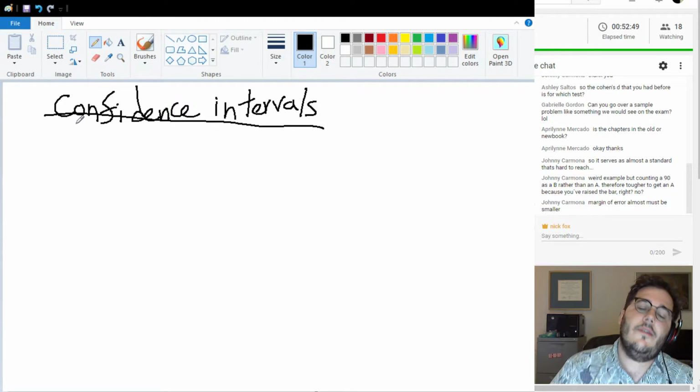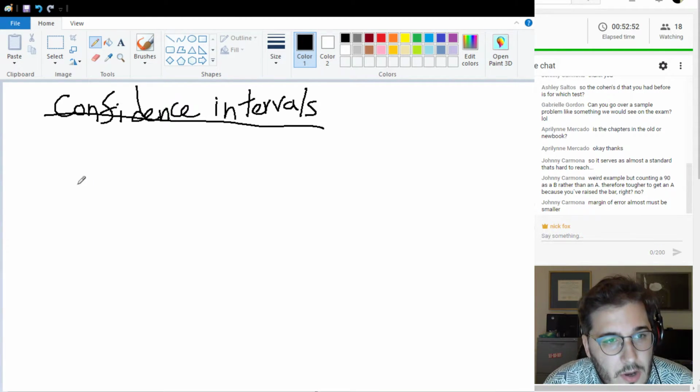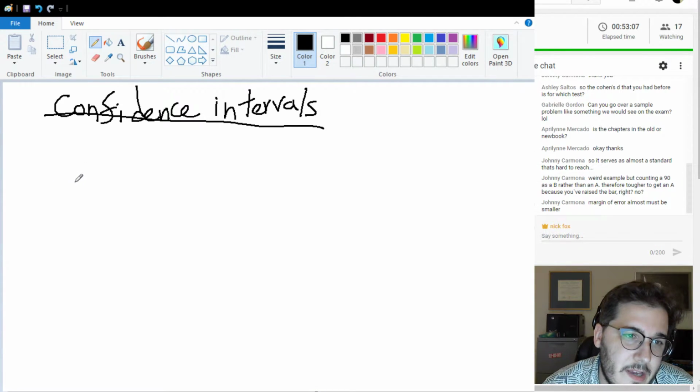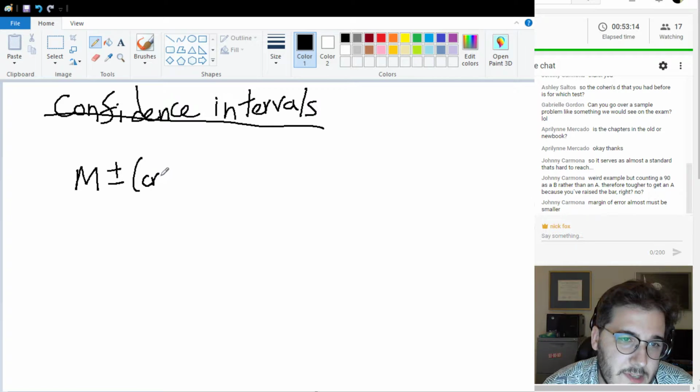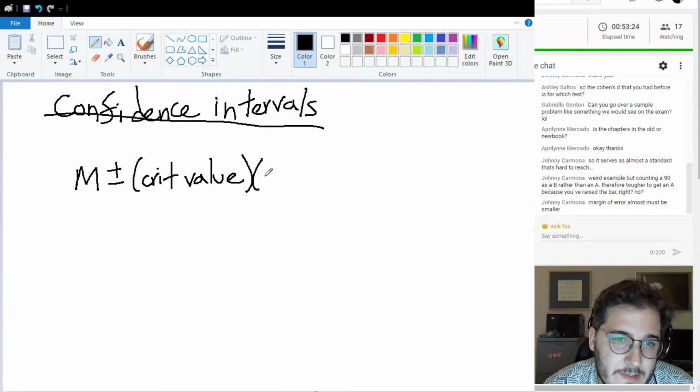Okay, so confidence intervals. They all follow the same general format, the same general look and feel, but the numbers you use will be slightly different. Basically, your confidence interval is your mean plus or minus some critical value times some sampling variance.